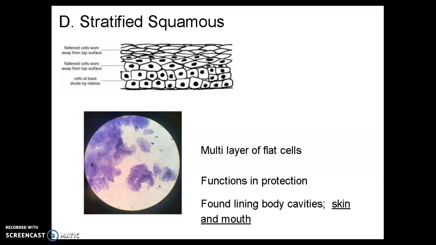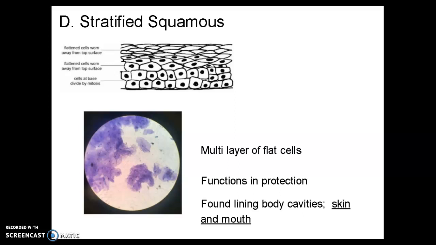Next, we have stratified squamous. This is a multiple layer of flat cells, and these mainly function in protection. They are found on your skin and lining the inside of body cavities. So, for example, your mouth will have a lot of stratified squamous cells.